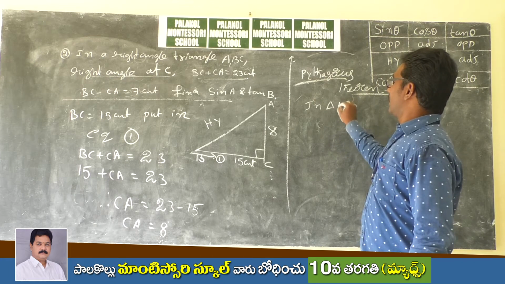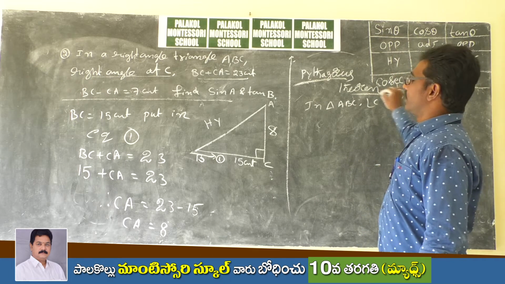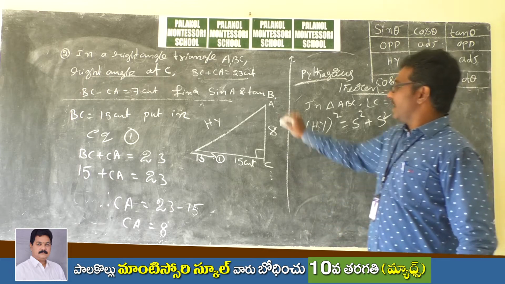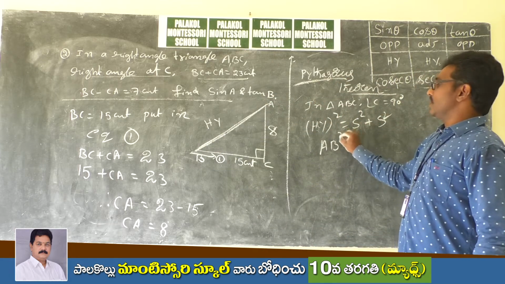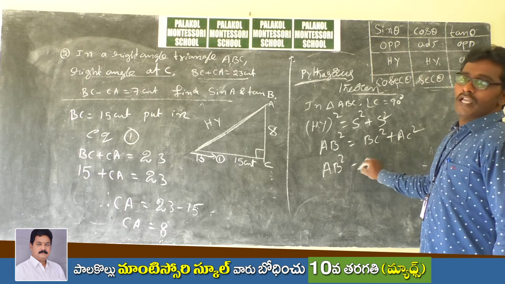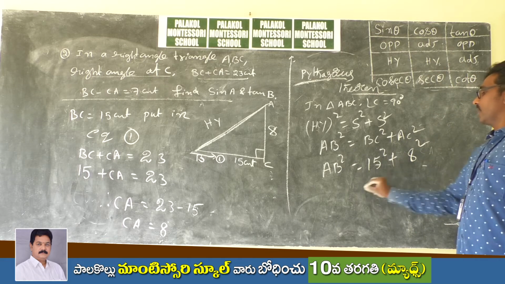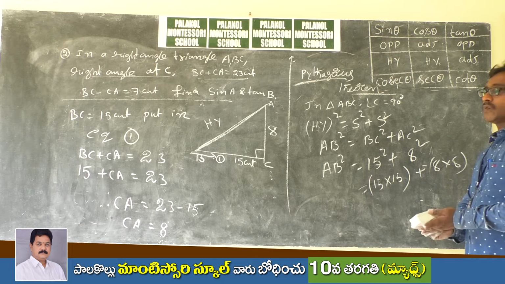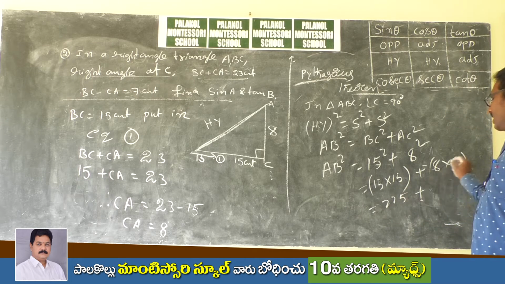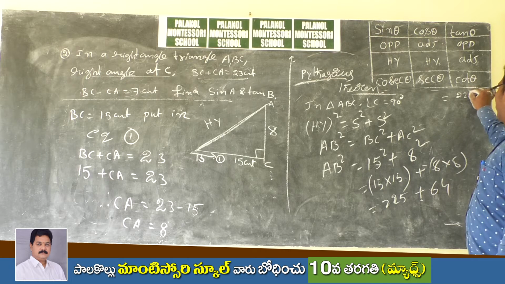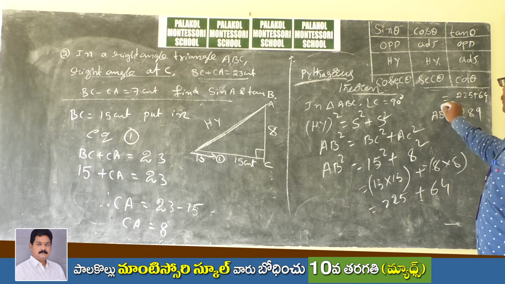In a triangle ABC, angle C is equal to 90 degrees. So hypotenuse square is equal to side square plus side square. The side hypotenuse name is AB. AB square is equal to BC square plus AC square. So AB square is equal to BC 15 square, AC 8 square. 15 into 15 plus 8 into 8. 15 15s are 225. 8 8s are 64. 225 plus 64 is 289. AB square is equal to 289.